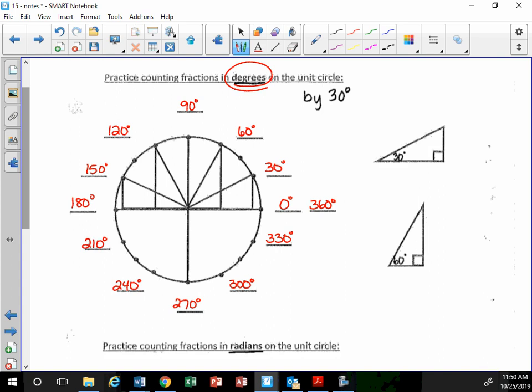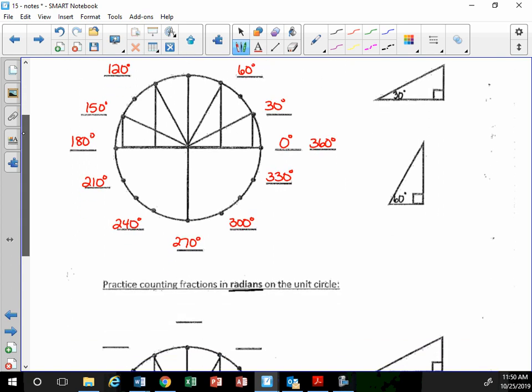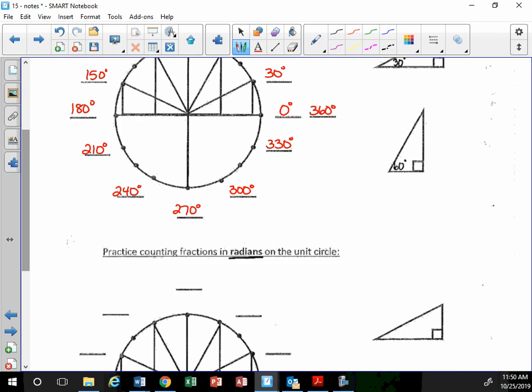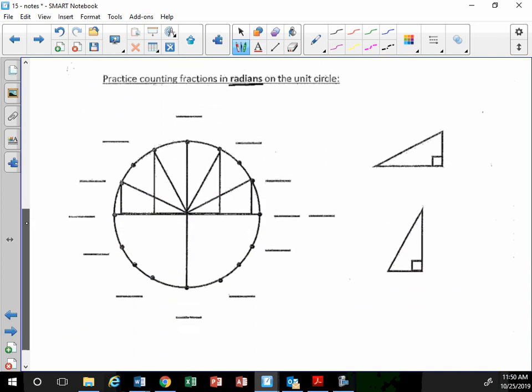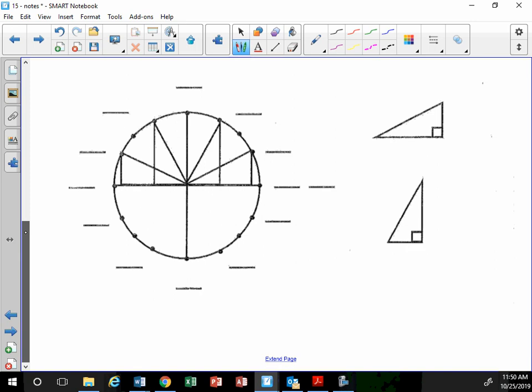Okay. We do have to think about these in terms of radians now. So I'm going to use 3 different colors. We know this is 0 and all the way around is 2 pi. What's at the top? Pi over 2. Okay, we'll continue after lunch, guys.